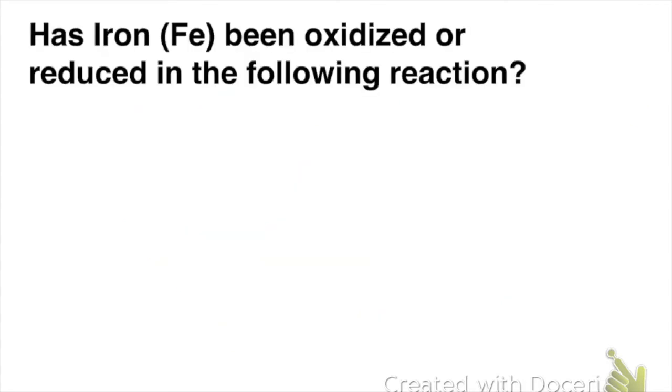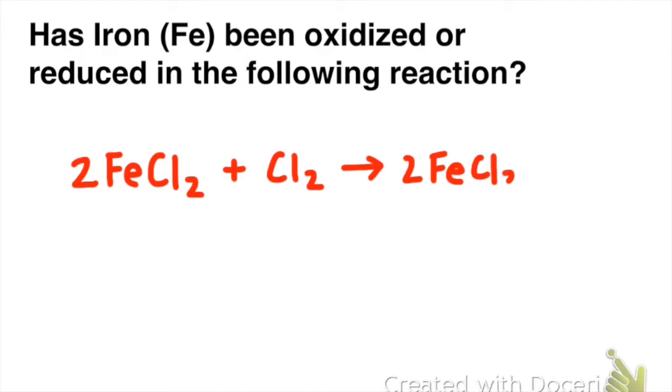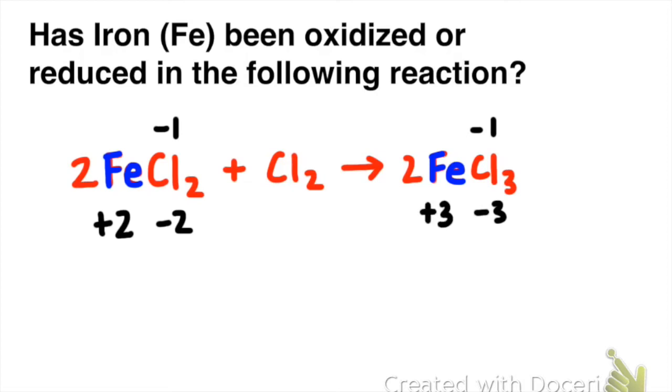Let's try a couple other examples. Has iron been oxidized or reduced in the following reaction? So we've got FeCl2 plus Cl2 giving us FeCl3. We're going to focus on Fe. On the left, chlorine, remember, is in group 7, and so it'll have a -1 oxidation number. There are 2 of them, so that gives us a total of -2. It's a neutral compound, and so Fe must be +2. On the right-hand side, again chlorine -1, there are 3 of them now, and so it must be -3. So Fe then has to have an oxidation number of +3.